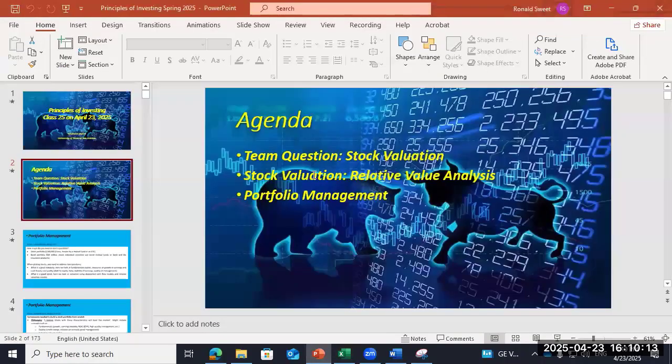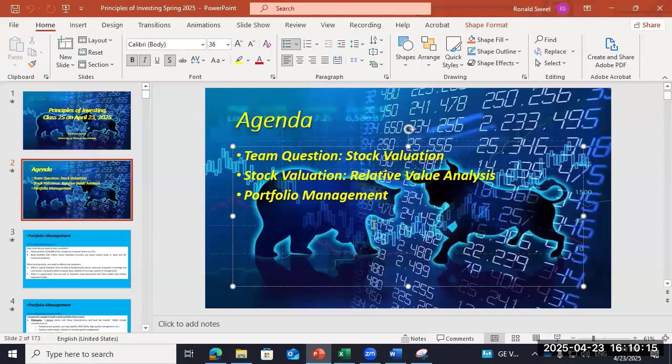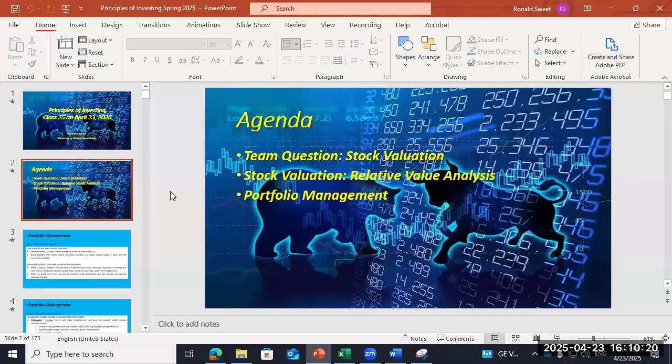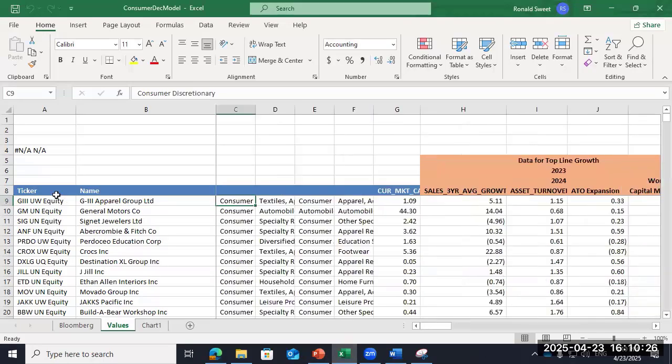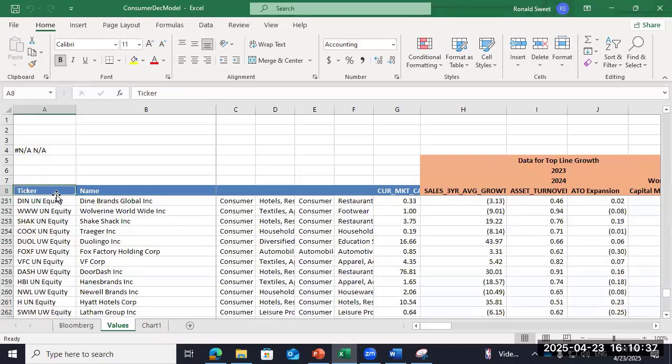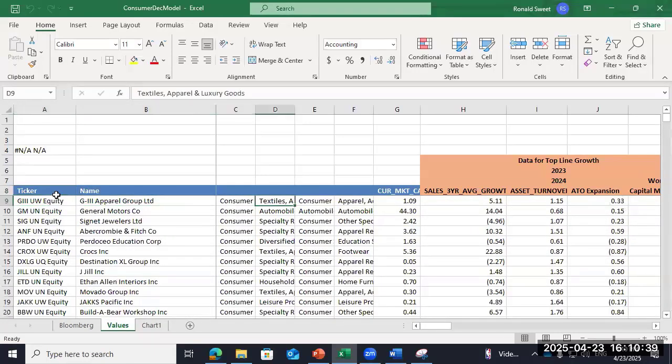All right. So we were talking about relative value last class. So just to show you a model, we'll be using these models in my security analysis class. We're going to use them in the investment society. I'll show you this model. So what I did here is I brought in all the consumer discretionary stocks in the Russell 3000. There's about 250 companies in here from all different sectors and industries.